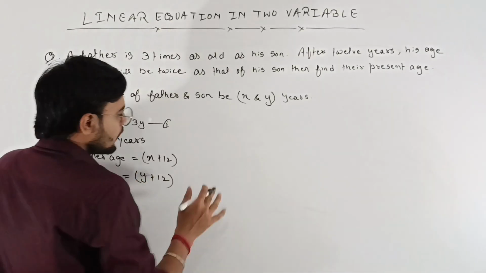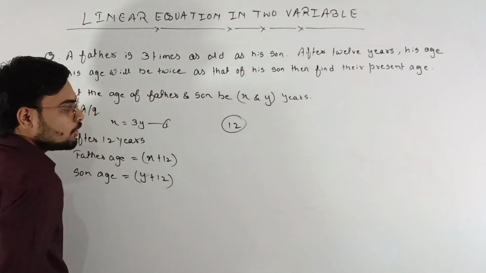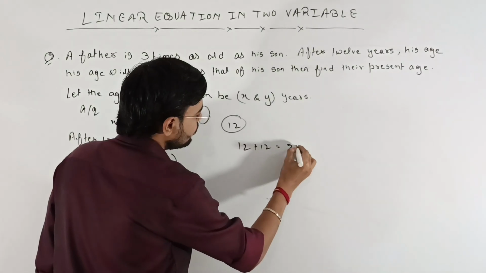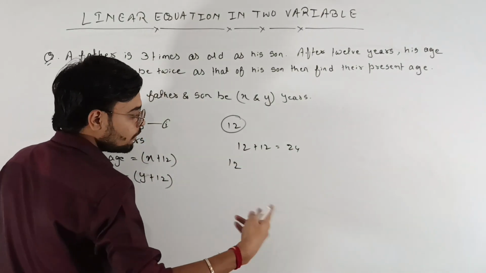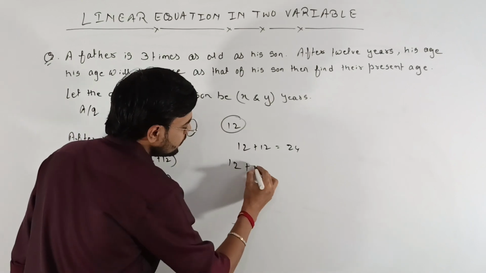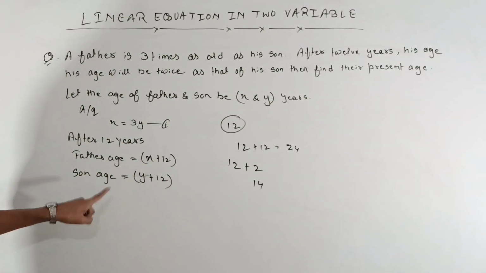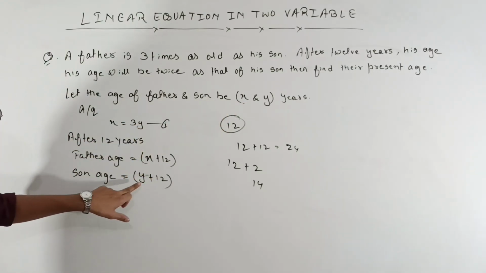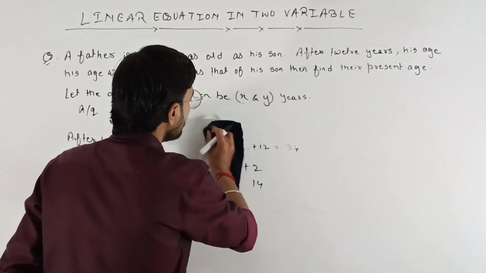Look, suppose right now you are 12 years old. After 12 years, your age will be 12 plus 12, that is 24. Suppose you are 12 right now. After 2 years, how will your age be? Plus 2, then this is 14. Just do the same here. Present age is x, then after 12 years plus 12. Present is y, after 12 years plus 12. Understood?